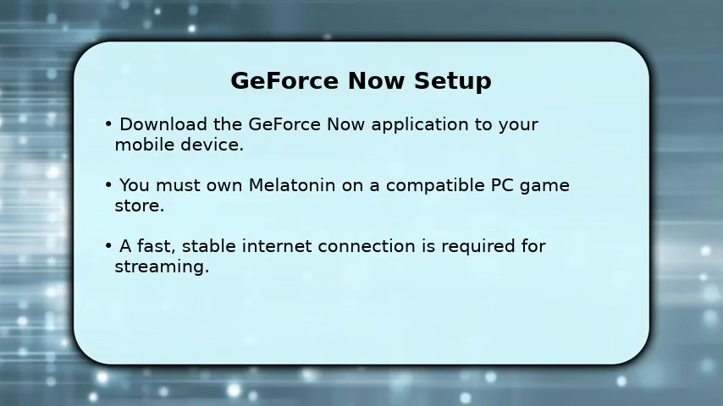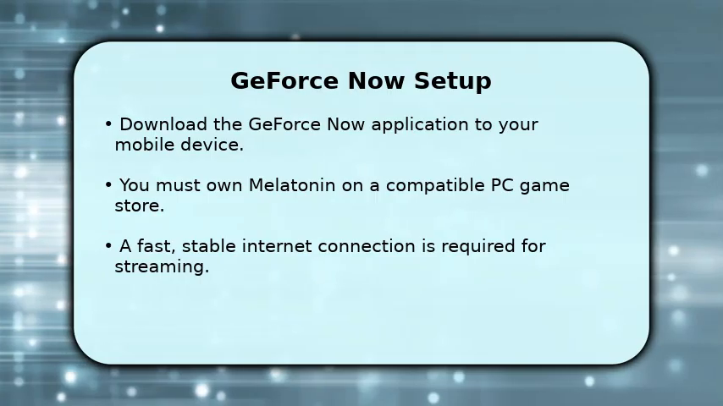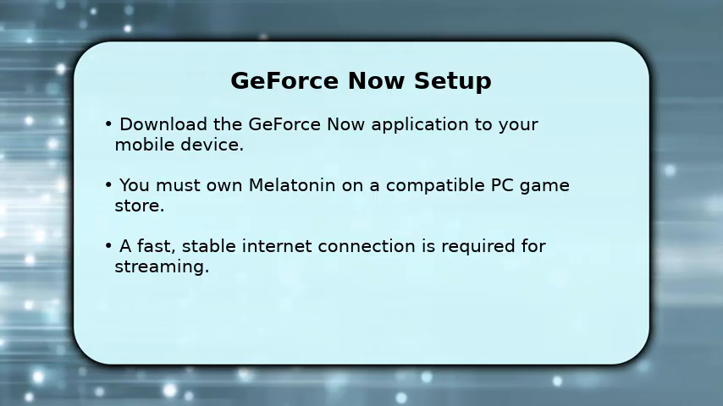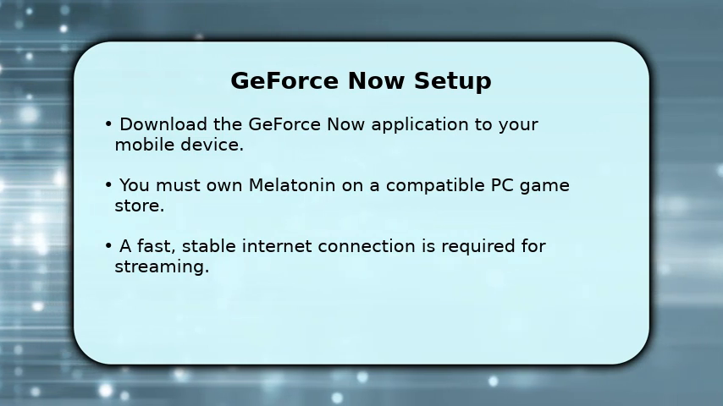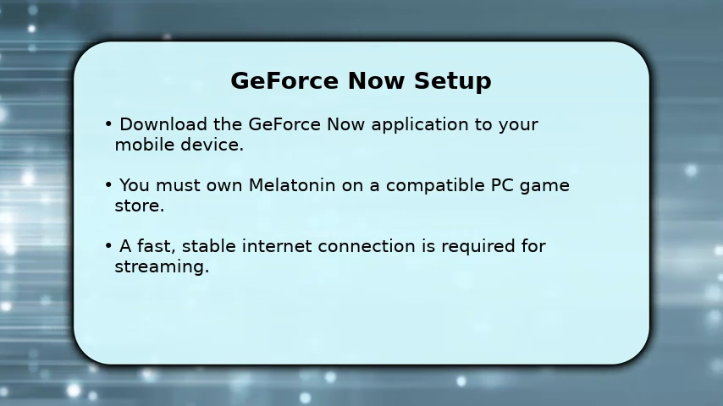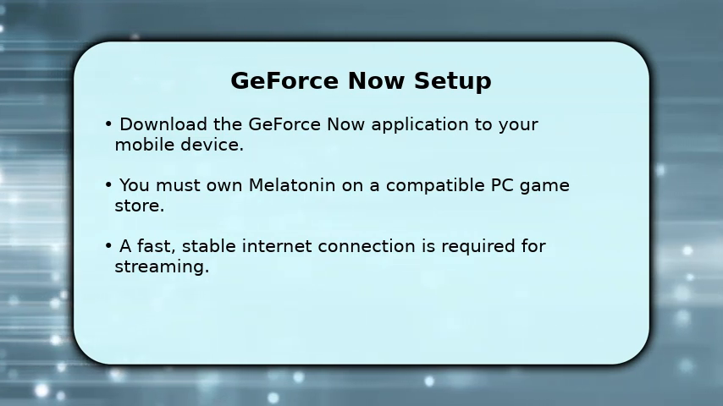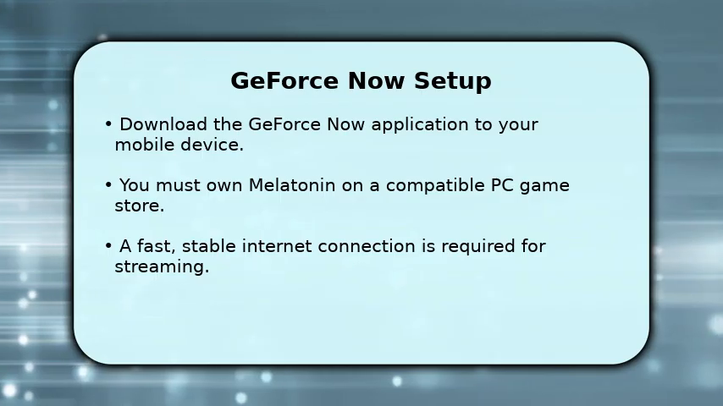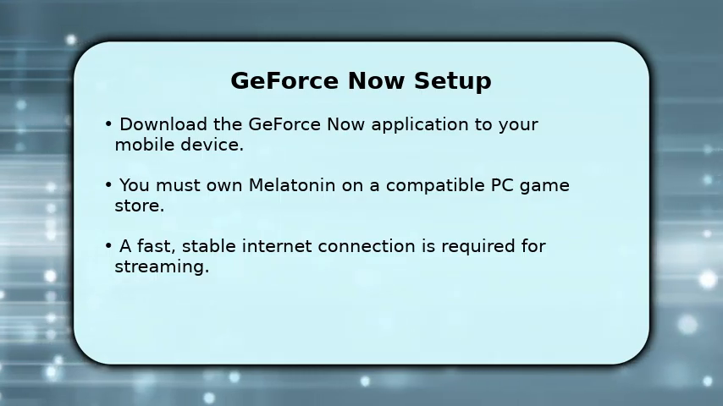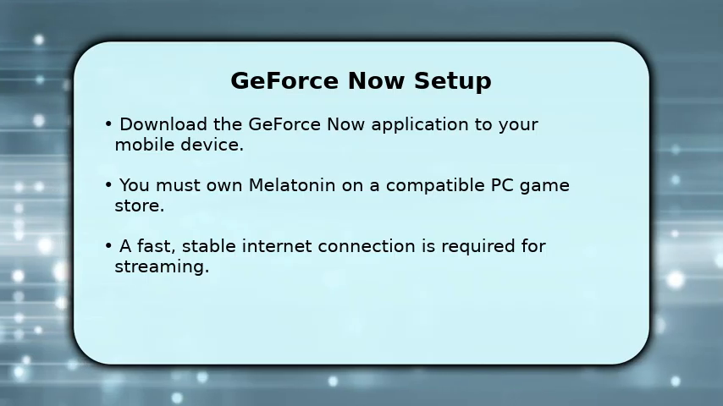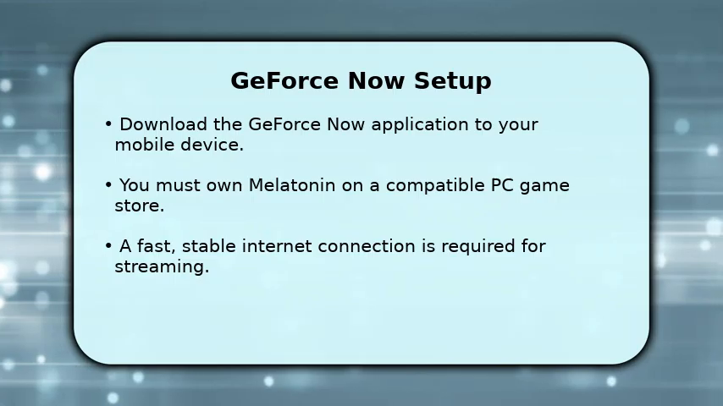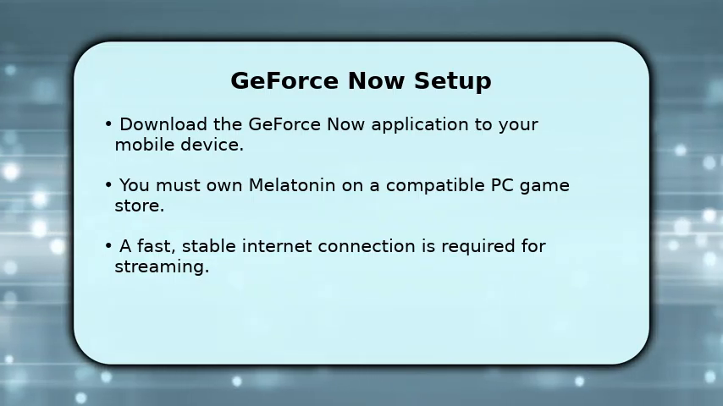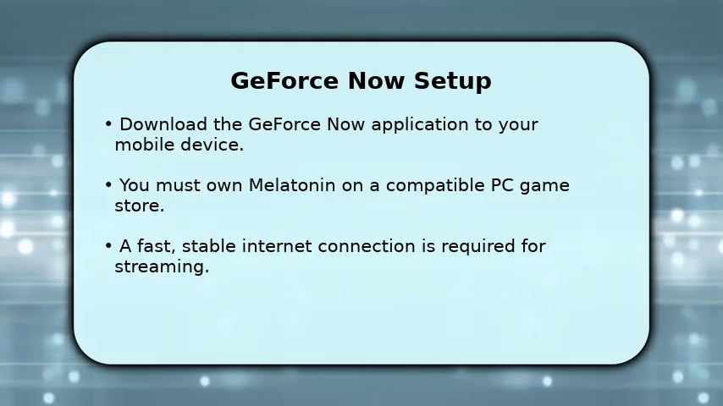One excellent option is GeForce Now. First, download the GeForce Now application from your device's App Store. You'll need to own Melatonin on a supported PC platform like Steam to access it. Then, simply log in to GeForce Now, find the game in your library, and start streaming it directly to your phone or tablet for a seamless experience. This brings your PC game to your mobile screen.